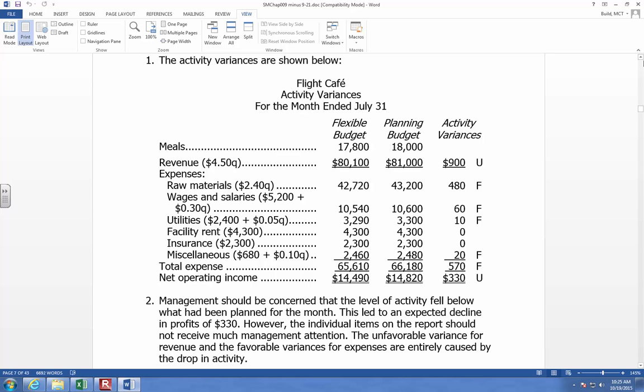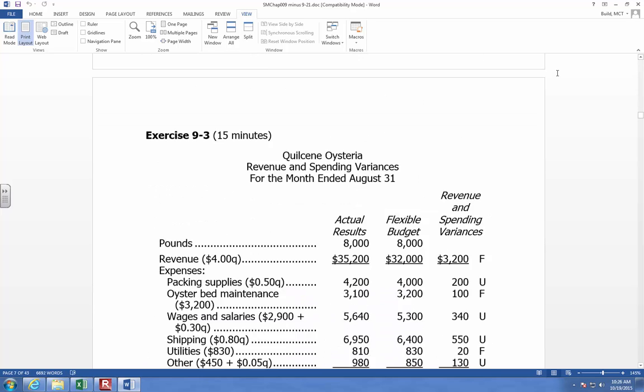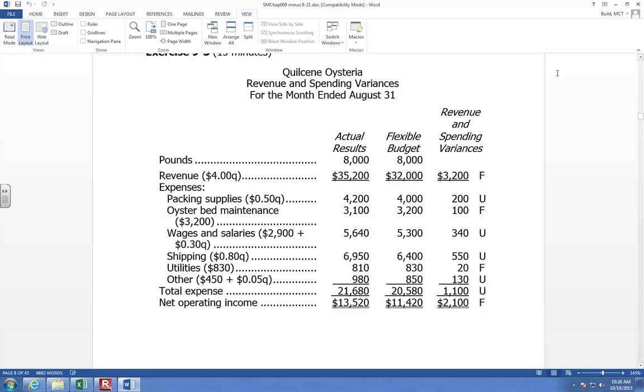Any issues with these? Okay. Number 3, now we're doing the revenue and spending variances. We're at Oysteria Farms. They sell oysters in the Pacific Northwest. The company harvested and sold 8,000 pounds of oysters, and here's their flexible budget. So we don't even know what they were planning on doing. And then they tell us what they actually did. They pulled the numbers straight from their accounting software. And here are their revenue and spending variances.